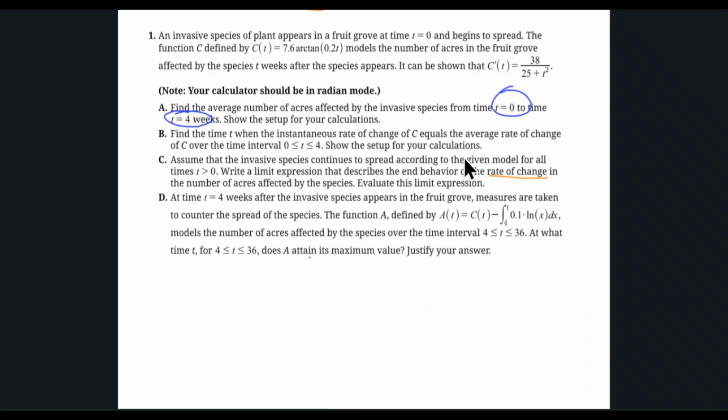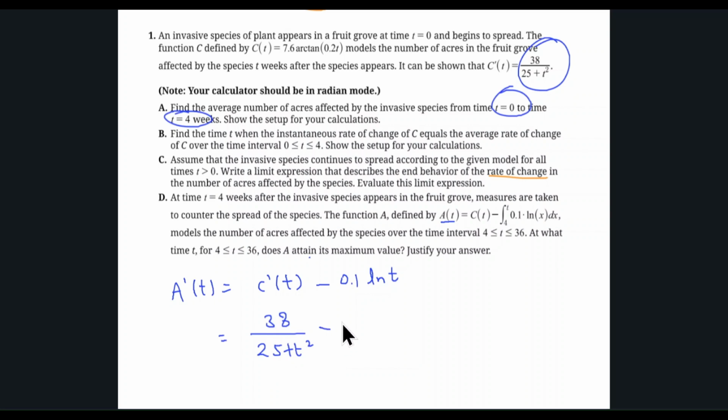All right. In order to find the maximum value, I have to use the candidates test because I want to maximize A, right? So I want A prime. A prime is going to be C prime of t minus here. I'm going to use the fundamental theorem of calculus. So that's going to look like 0.1 times ln x, because I just substitute, sorry, ln t. I just substitute t instead of x. C prime we already know, right? Let's borrow that. So that's going to be 38 over 25 plus t squared minus 0.1 ln t.